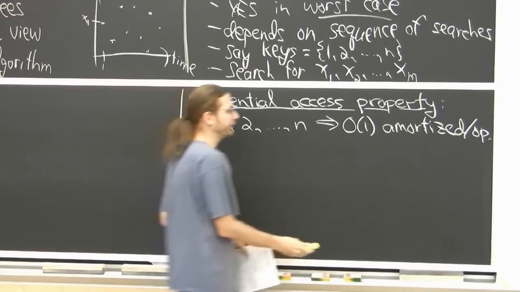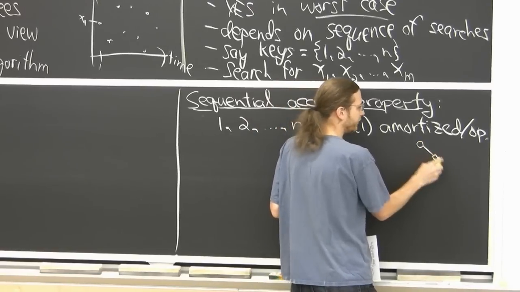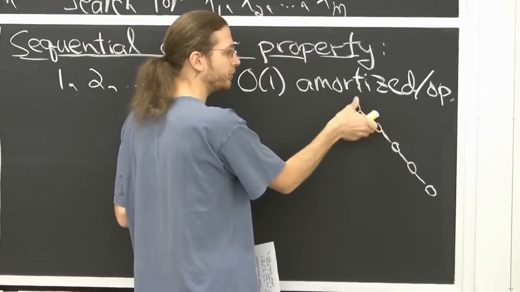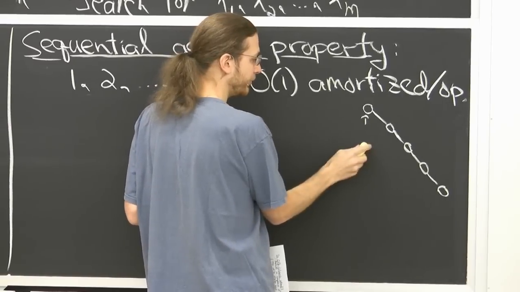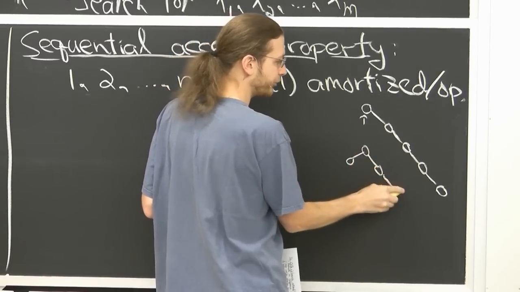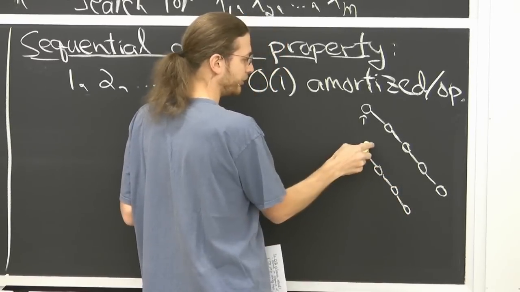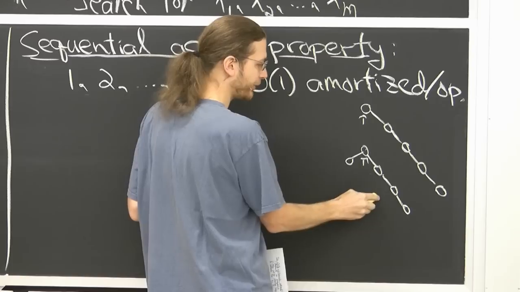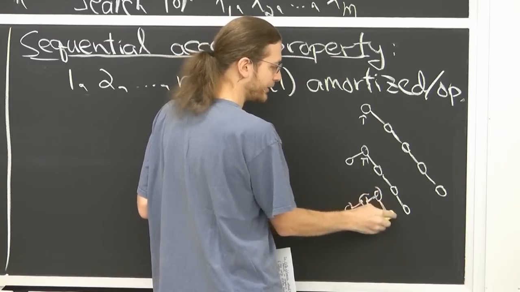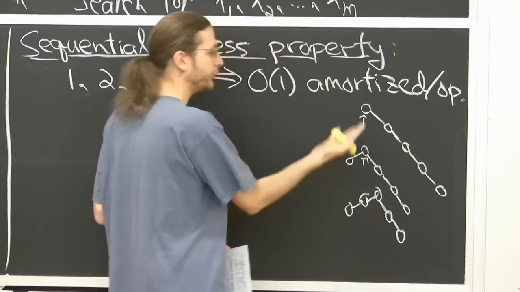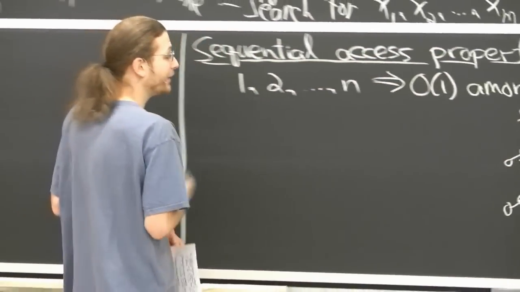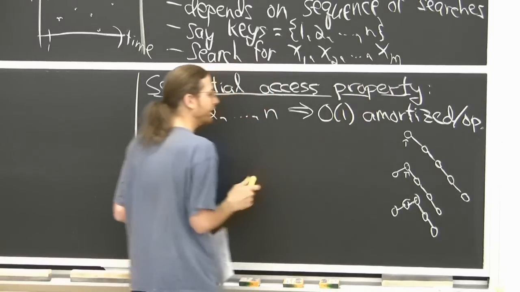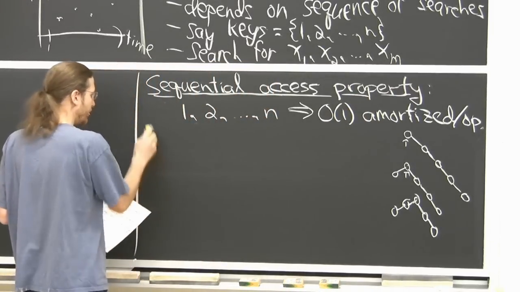Easy way to see how to achieve it is this is your binary search tree. You access 1, then you do a rotation with the right child of 1. So then you have this binary search tree, and then you access 2, and then you do a rotation. This is basically a way to simulate a linked list in a binary search tree. Okay, so it definitely can be done by some binary search tree.